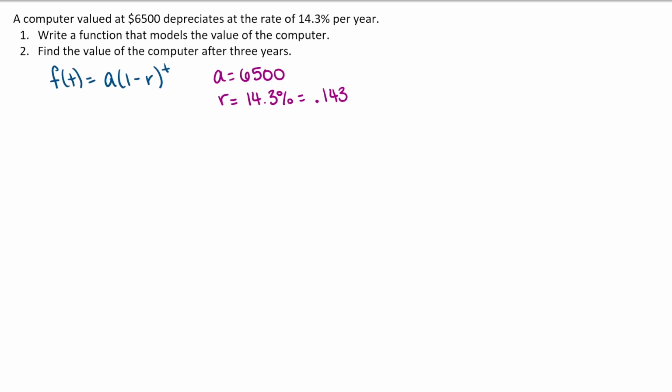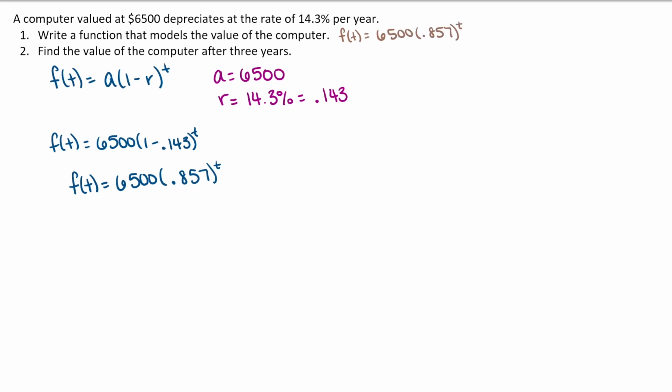So this means that we're going to use our equation f of t equals a times 1 minus r raised to the t power. So this means our function that models this is going to be f of t equals 6,500 times 1 minus 0.143 raised to the t power, or 6,500 times 0.857 raised to the t power.